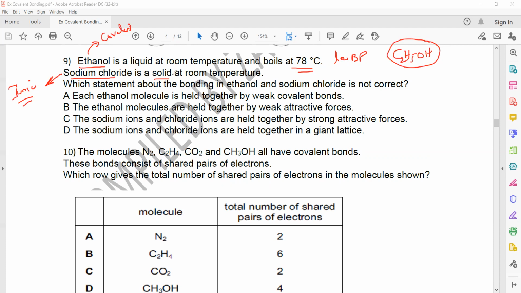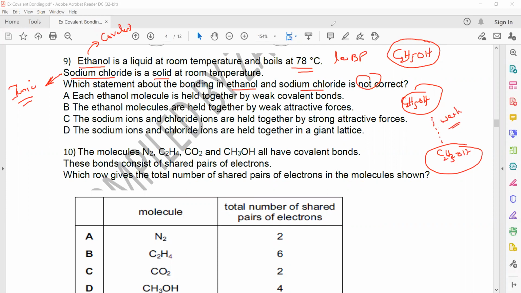So when we check the options, which statement about the bonding in ethanol and sodium chloride is not correct? Option A: each ethanol molecule is held together by weak covalent bonds. There is a covalent bond within the molecule, but between the molecules there is no covalent bond. Like this is one molecule of ethanol, and this is another molecule of ethanol, C2H5OH. Between the molecules there is attraction, but that is not a covalent bond. This is a weak attraction, but not a covalent bond.